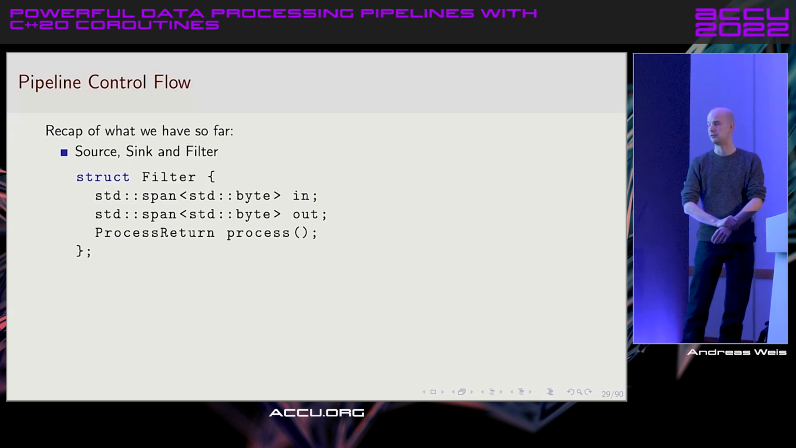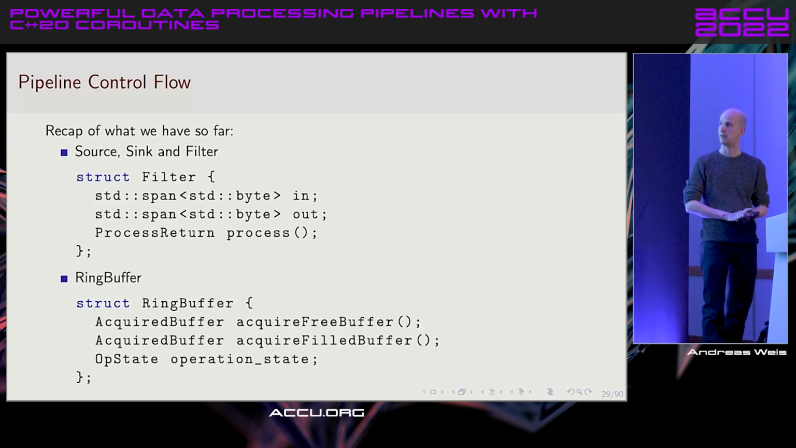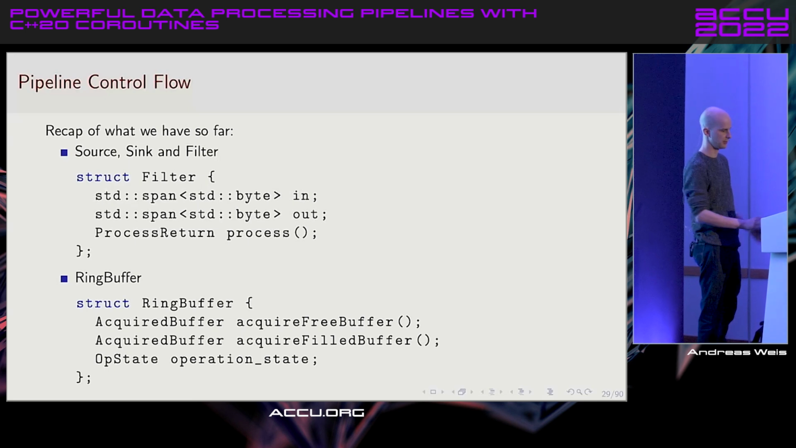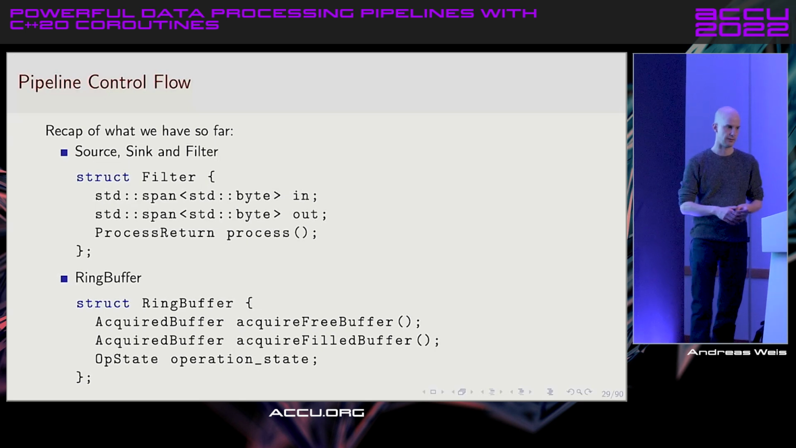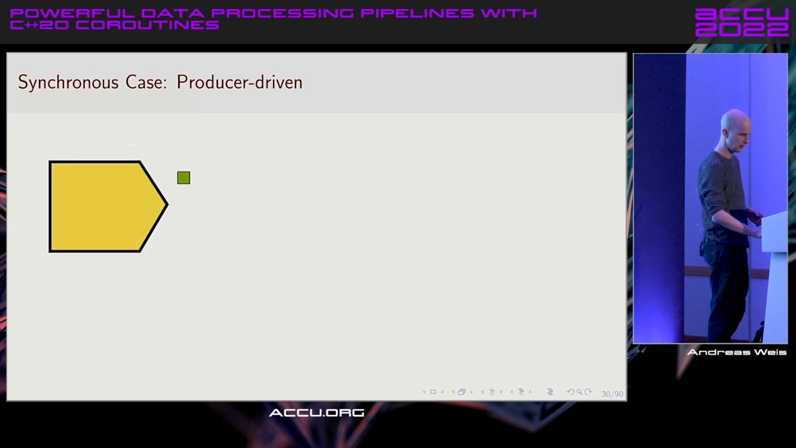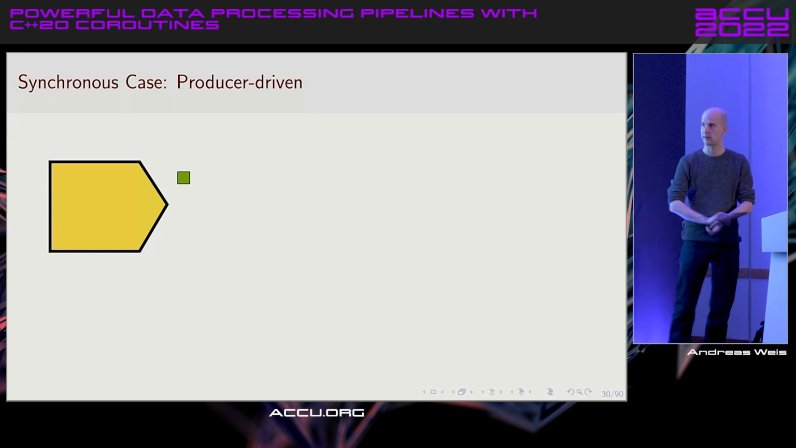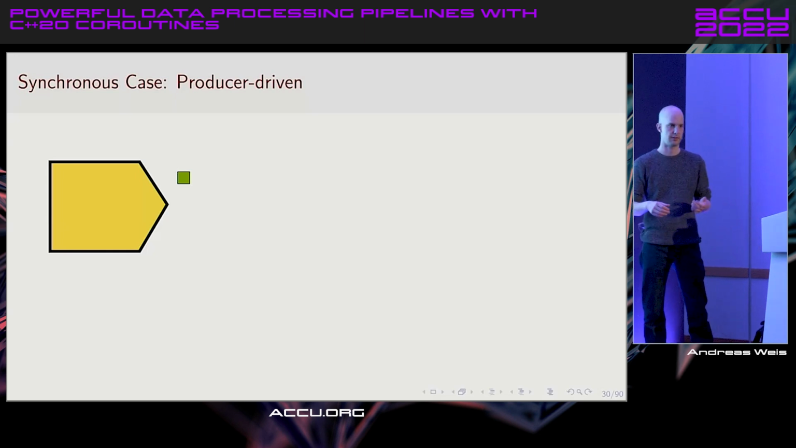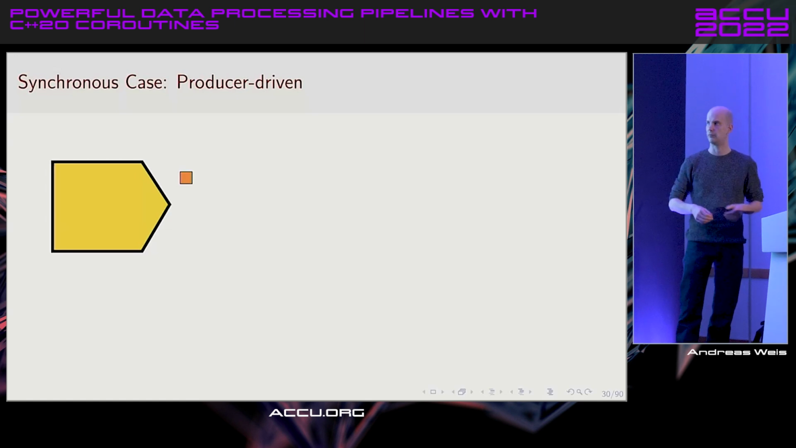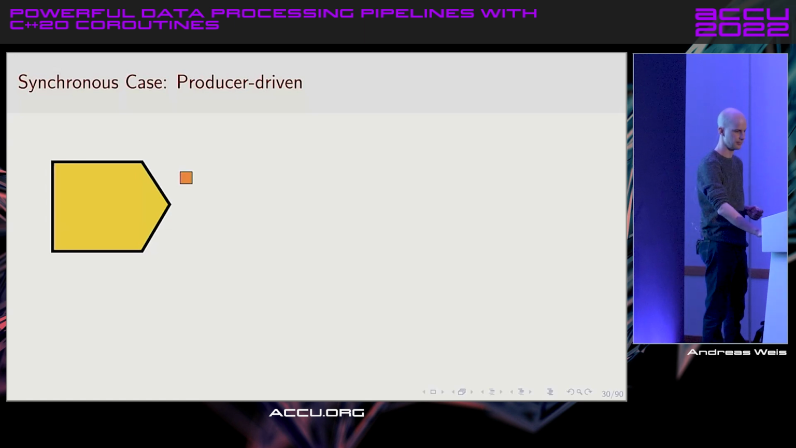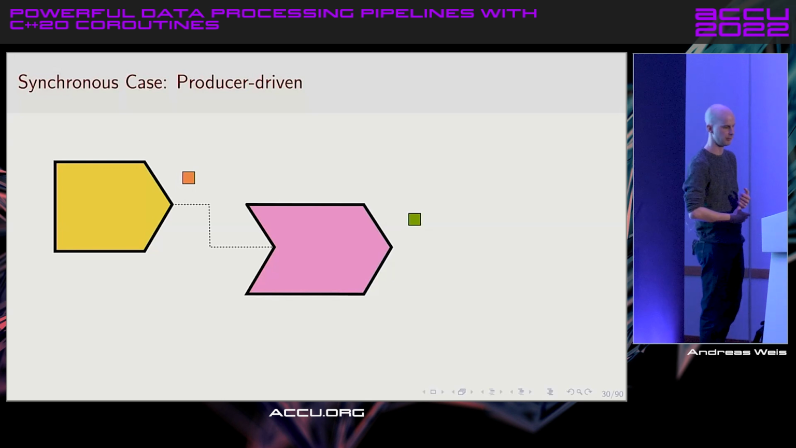So what do we have so far? We have the individual processing steps, source, sync, and filter. And we have these buffers that glue them together in the middle. So now let's actually try to execute some code on this. The first thing that you might want to do is just a very simple synchronous execution. In this case, we actually only ever need a single buffer because we're going to execute all the steps one after another. So the source starts by writing into the buffer.